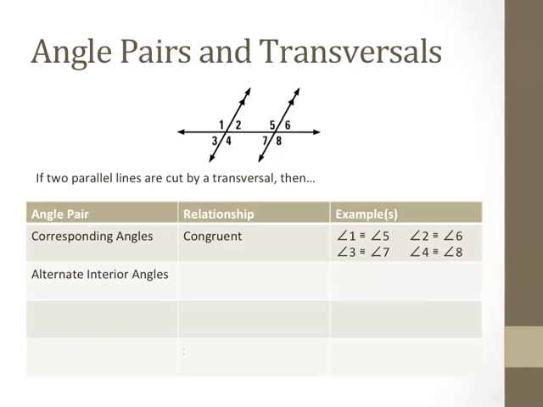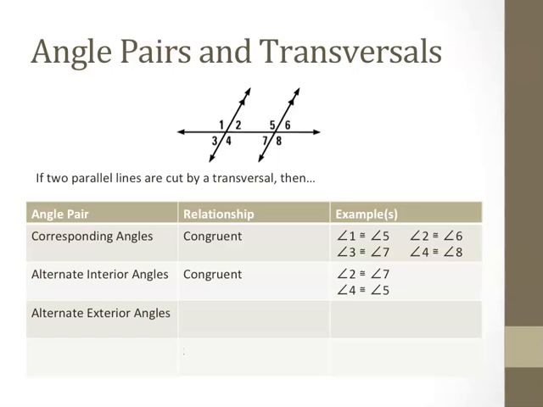Next we have alternate interior angles. If you have parallel lines cut by a transversal, then alternate interior angles will be congruent as well. So in this case, angle 2 and 7 are congruent to each other, and angles 4 and 5 are congruent to each other.